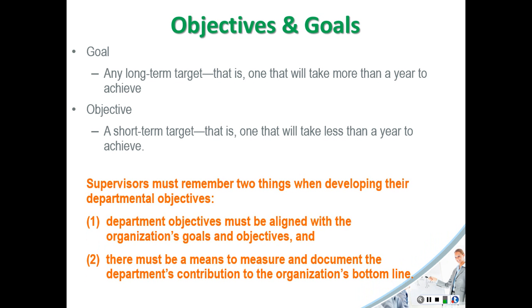Supervisors have to remember 2 things when they develop their department objectives. Number 1, department objectives must be aligned with the goals and objectives of the main corporation or the organization. You can't be off on a pioneer trip somewhere else on your own. You need to be following what the company or corporation wants to do. And 2, there's got to be some means of measure to say, this is what we have to achieve by when, and this is how we'll know when we've reached that goal.